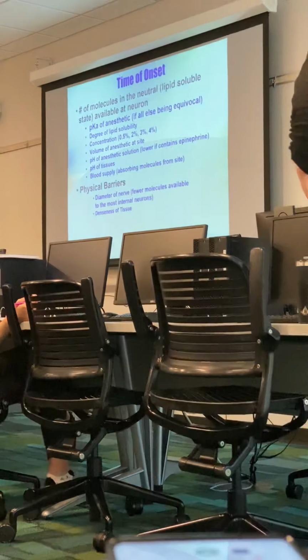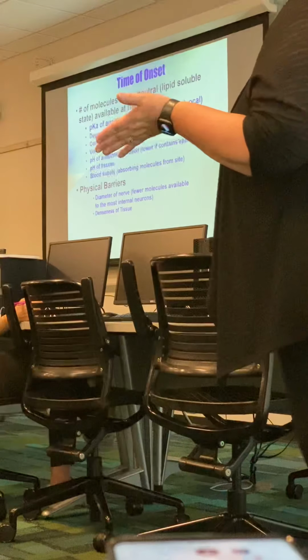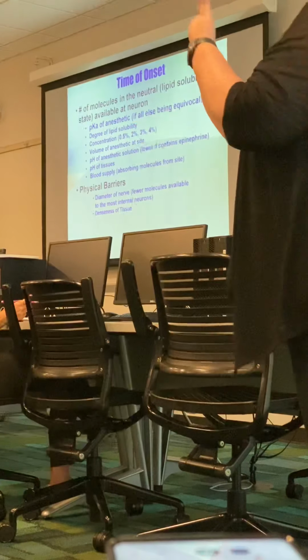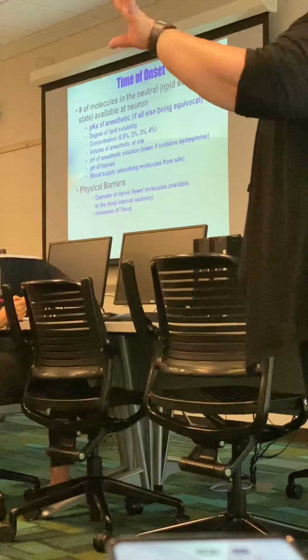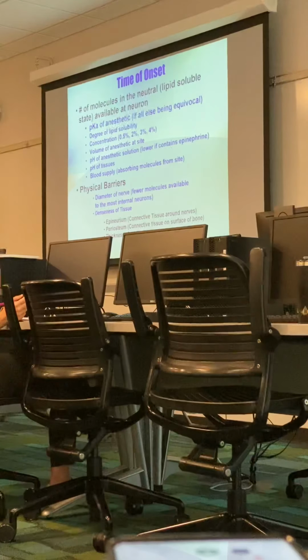The denseness of the tissue. When we inject that anesthetic, we're not injecting it into a neuron. You're injecting it into the general vicinity of neurons. And so depending on how dense that tissue is, the anesthetic is going to have to get through that tissue to get to the neuron. So again, we know about the epineurium around the nerve, the periosteum, and if we need that anesthetic to be absorbed through the bone, like in the maxillary region, the thickness of the cortical plate again.